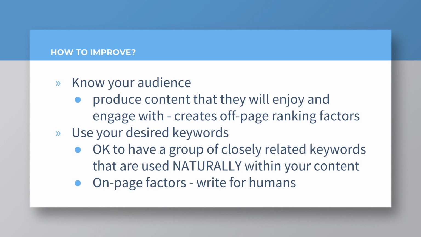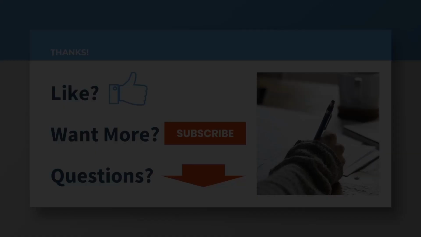And also looking at other on-page factors, such as your title tag and your meta description. Those are things that you need to write for humans as well. Your title tag is what gets shown on the search engine results page, and your meta description is usually the description that appears below it.